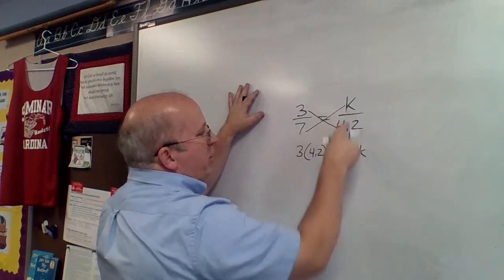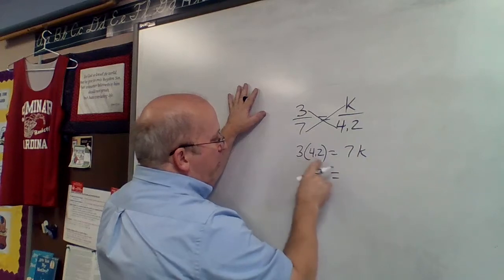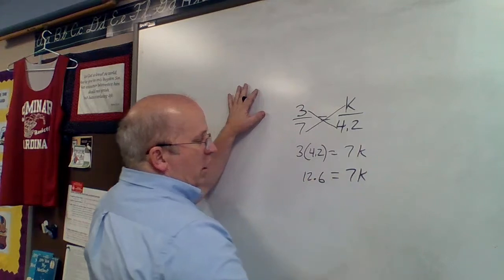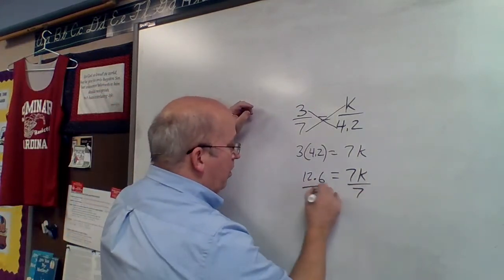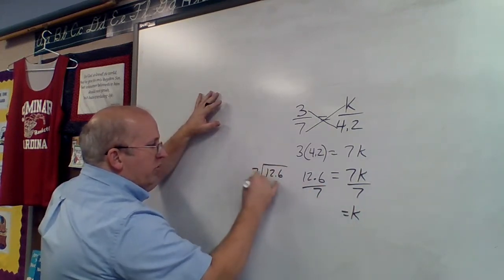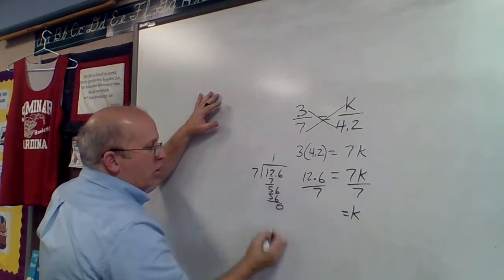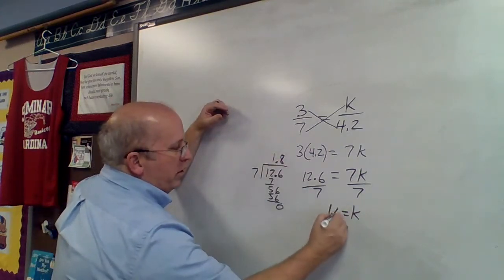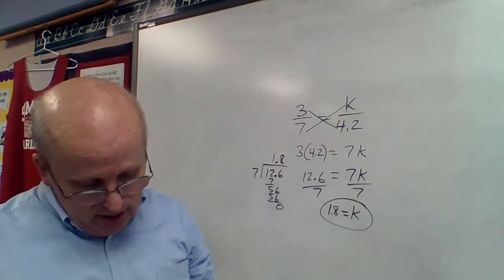7 times k, 3 times 4.2. This times this happens to be 12.6. How am I going to get k by itself? I'm going to have to divide both sides by 7. K equals whatever this equals. Divide by 7. Hey, it works out evenly. Is it 18? No, it's 1.8. The answer is 1.8 on that particular problem. Not bad, right?